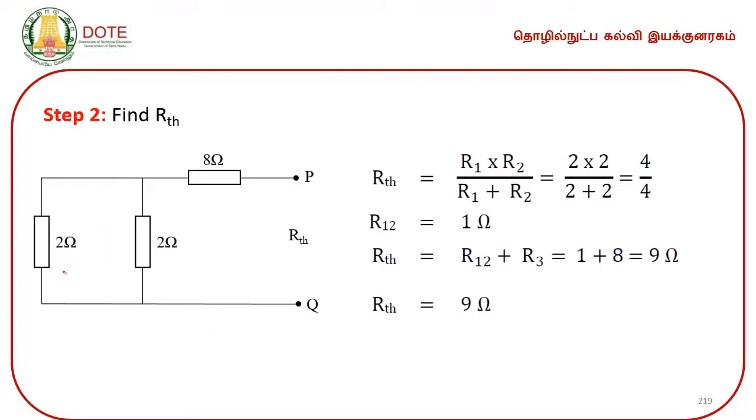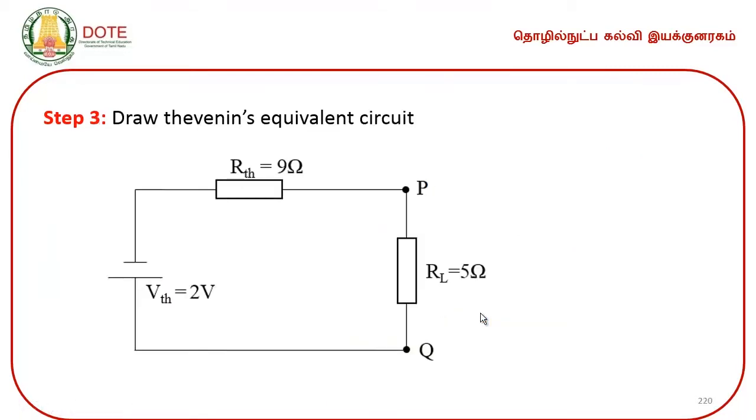So, here is a parallel combination of 2 ohms. So, 2 into 2 by 2 plus 2, which will yield you 1 ohm. So, this 1 ohm is in series with 8 ohms. So, this is your P and Q terminal. So, 1 ohm, this is 8 ohm. So, RTH is equal to 1 plus 8, 9 ohms. Then draw the equivalent, that is Thevenin's equivalent circuit. RTH is equal to 9 ohms, VTH is equal to 2 volts, RL is equal to 5 ohms.